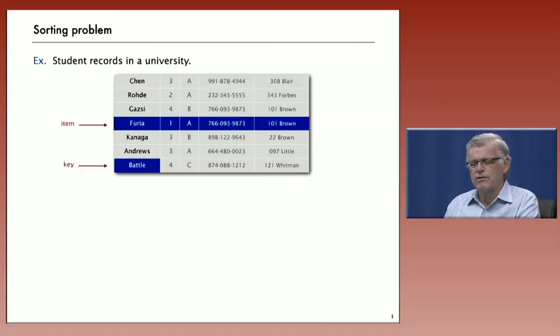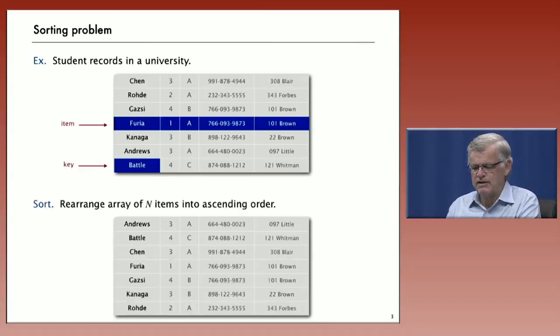But in particular, there's a piece of a record called a key. And what we want to do is put the records into order according to the key. That's the sort problem. Rearrange an array of n items into ascending order according to a defined key, which is part of the item.